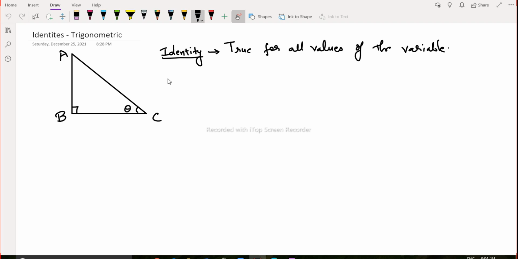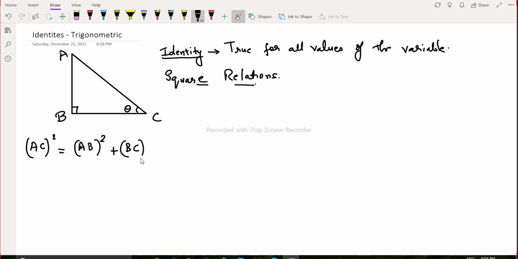These trigonometric identities are also known as square relations, because in this we'll have squares of the trigonometric functions. So let's start off with this triangle. Let's apply Pythagoras theorem. You'll have AC square is equal to AB square plus BC square. Name this equation 1, and divide both sides of this equation by AC square.